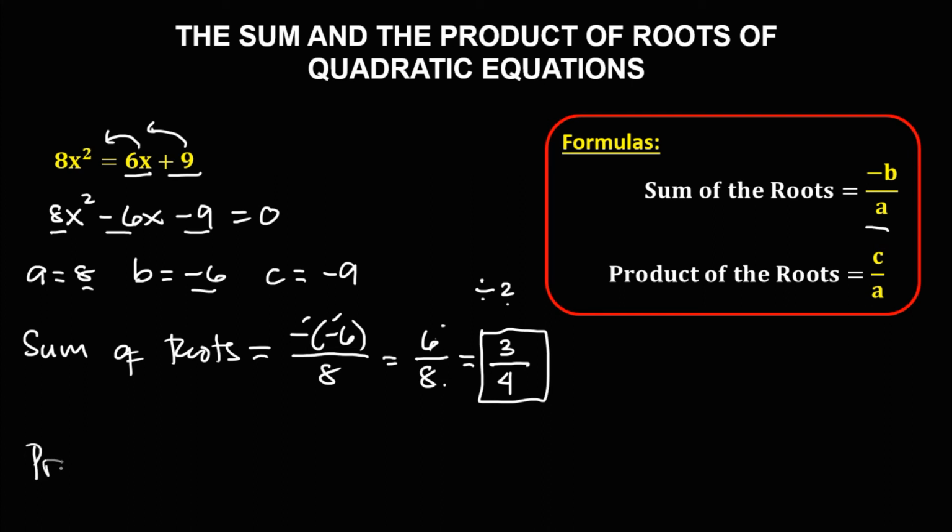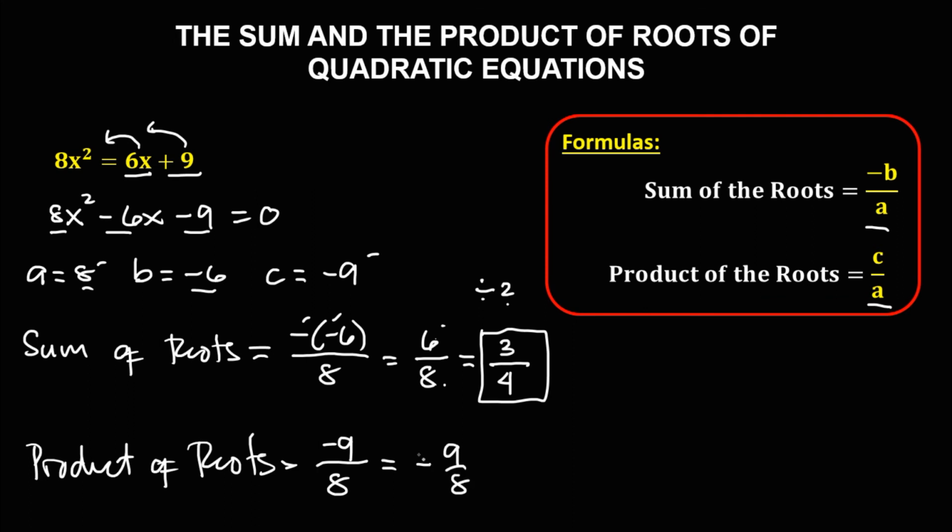Then for the product of the roots, we have c over a, so c is negative 9 and a is positive 8, so the product of the roots is negative 9 over 8.